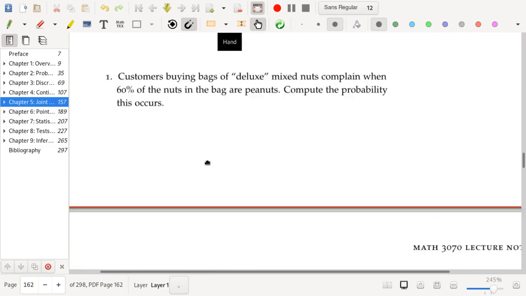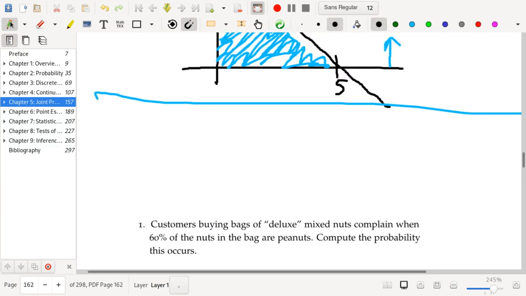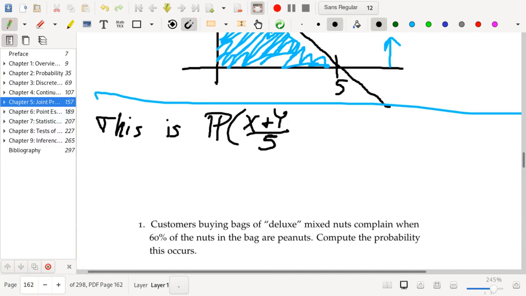So anyway, I want to compute the probability that 60% of the nuts in the bag are peanuts. And this is going to be equivalent to the event. This is the probability that the sum of cashews and almonds divided by the total number of pounds in the bag, so you have the pounds of cashews and the pounds of almonds, is less than or equal to 0.4.